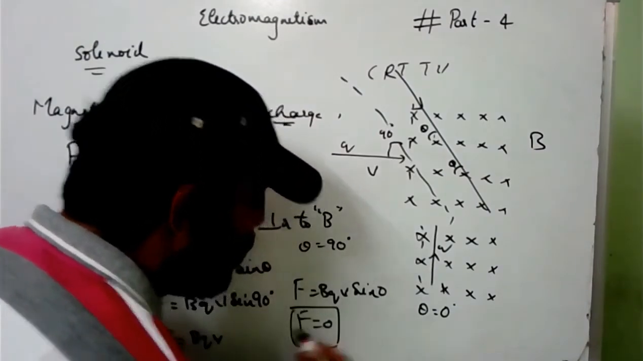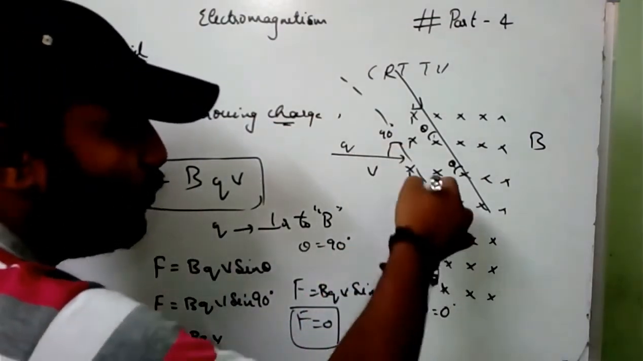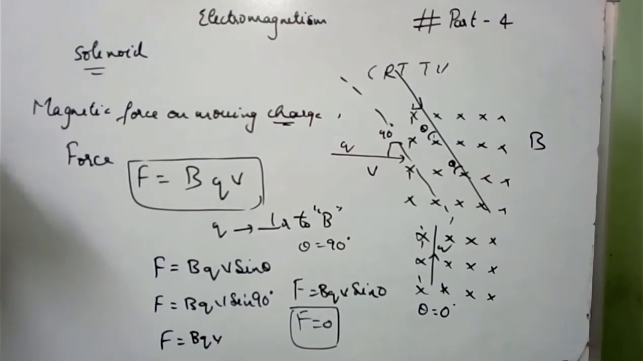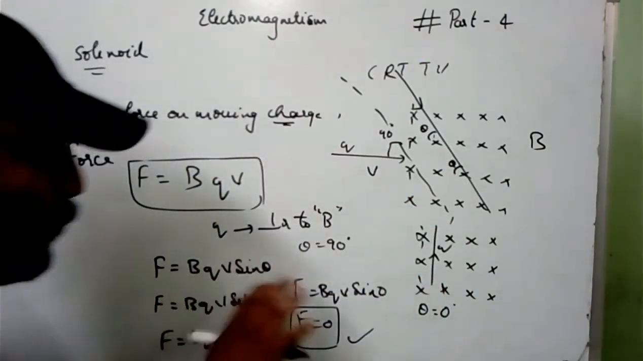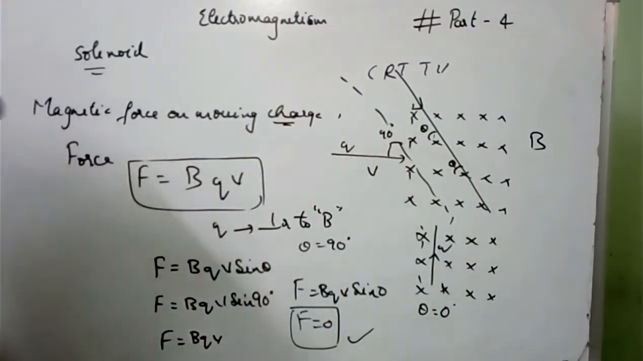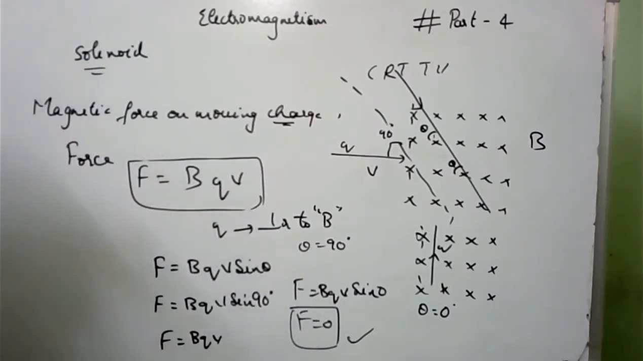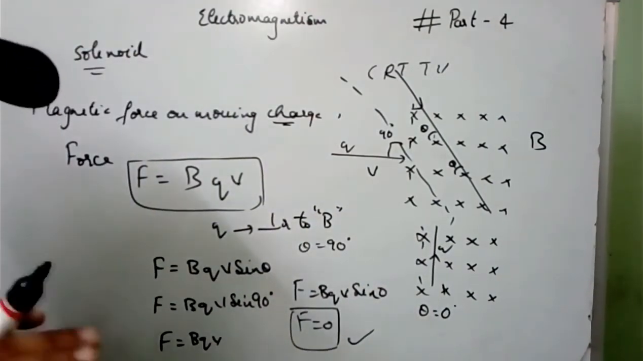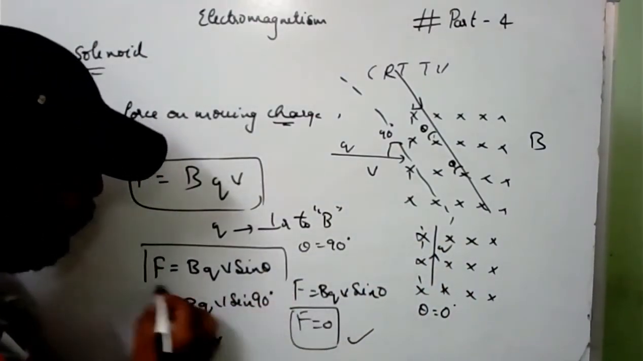What does that tell us? There will be no force on the charge if the charge is moving parallel to the magnetic field. But if the charge is moving in a direction perpendicular to the magnetic field, there is a force on the charge, and the formula is F = BQV. If the charge is moving at an angle into the field, then the formula is F = BQV sin theta.